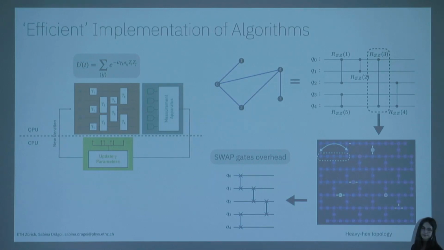So swap gates just swap two qubits, right? Yes. As the name says, swap gates means that you just swap two qubits. So here you're basically moving this qubit all the way to the last one.